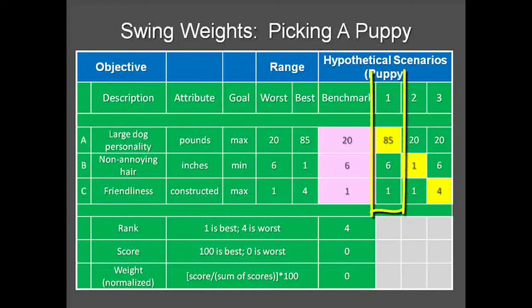Scenario 1 is still a dog that isn't very friendly. It scores a 1. It's still a dog with long hair. It has a 6 in the length of the hair. But it now is a much bigger dog, and it scores well on the large dog personality, 65 pounds. So now note that this is not an actual alternative. It's a pretend alternative to help us get at these swing weights. We developed these 3 different pretend alternatives where one objective is swung from its worst to its best. Okay, now we have 4 different alternatives, pretend alternatives.